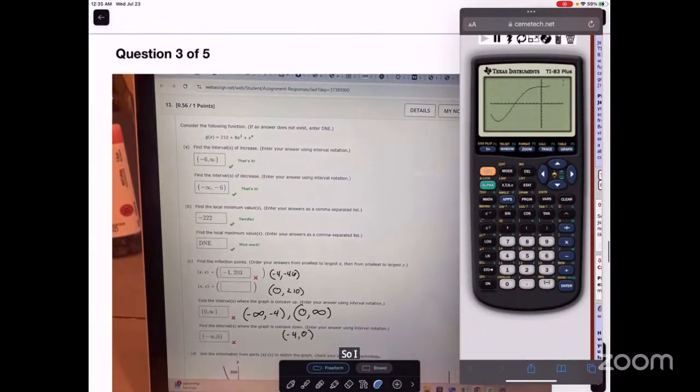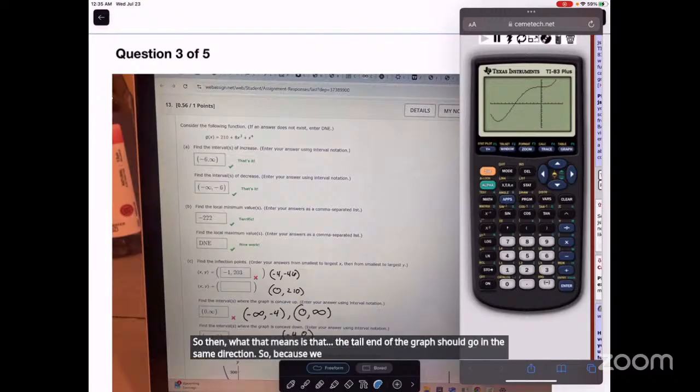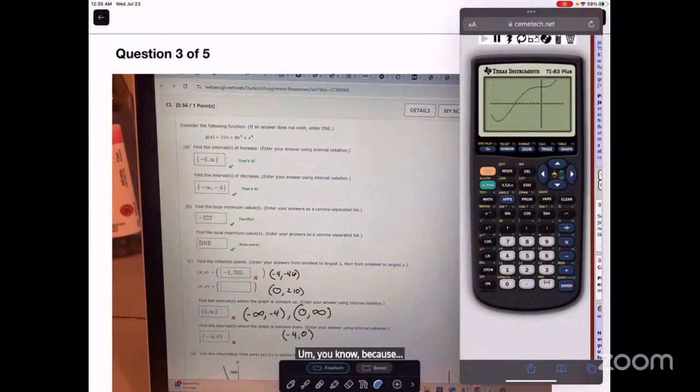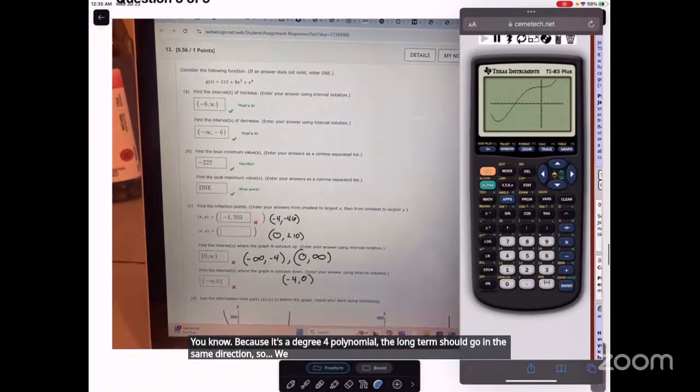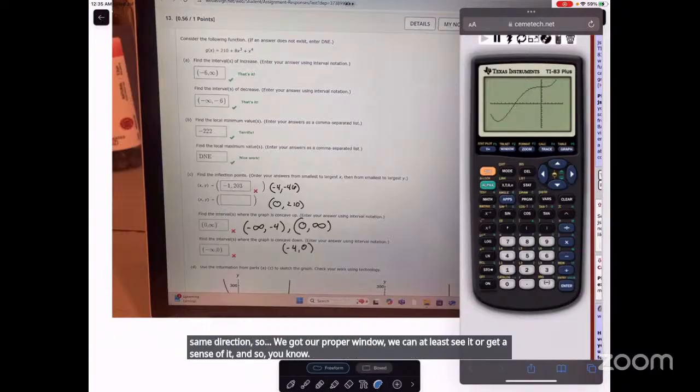So I was pausing because we have a degree 4 polynomial, right? That means the tail ends of the graph should go in the same direction. Because we had the improper window, we couldn't see that minimum value, and the end wasn't behaving properly, so we needed to zoom out a little more. From college algebra, because it's a degree 4 polynomial, the long-term behavior should go in the same direction. So we got a proper window, we can at least get a sense of it, something like that.